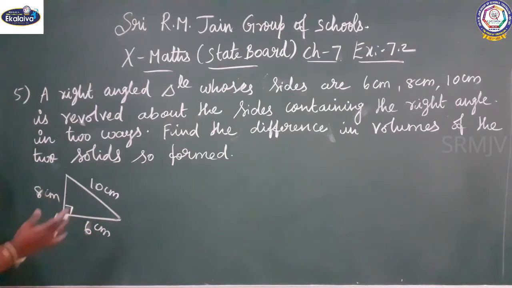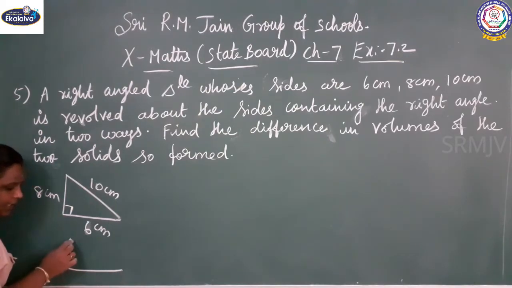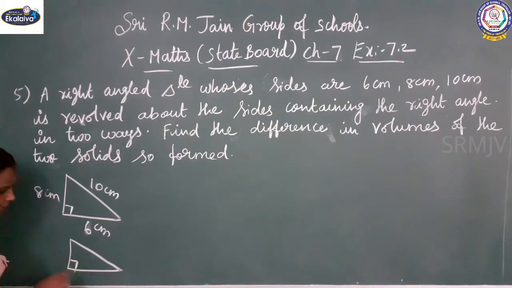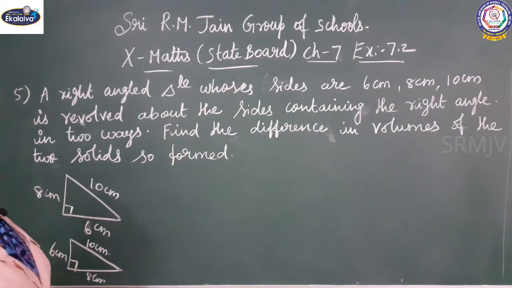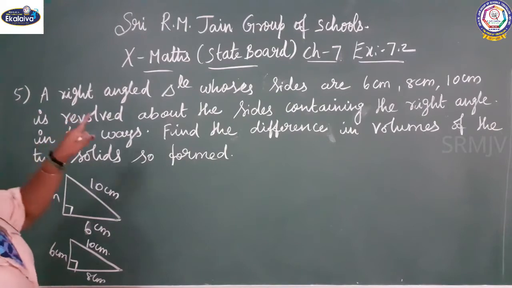You can take it in two ways. One way is this is 6 cm and this is 8 cm. The other way is like this. See here, right angle triangle, this is 6 cm, 8 cm and 10 cm, is revolved about the sides containing the right angle. When the right angle triangle is revolved about one of the sides, a cone is formed.